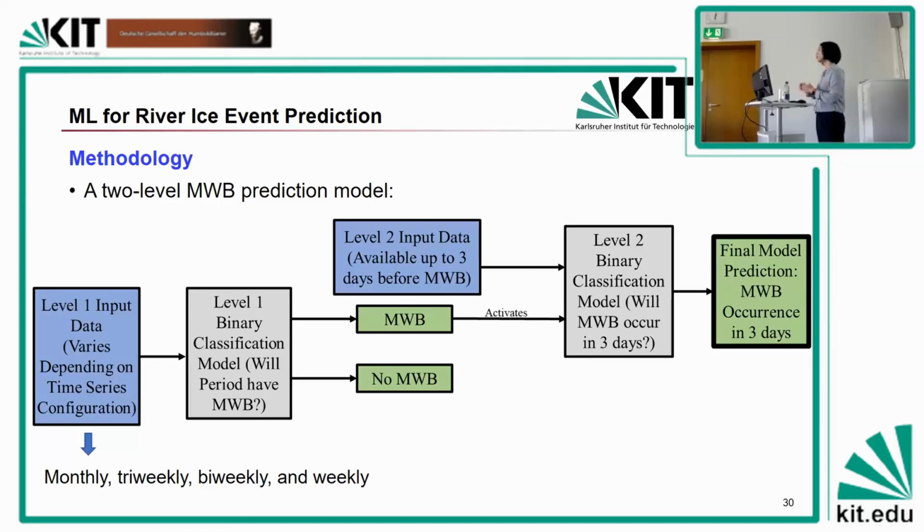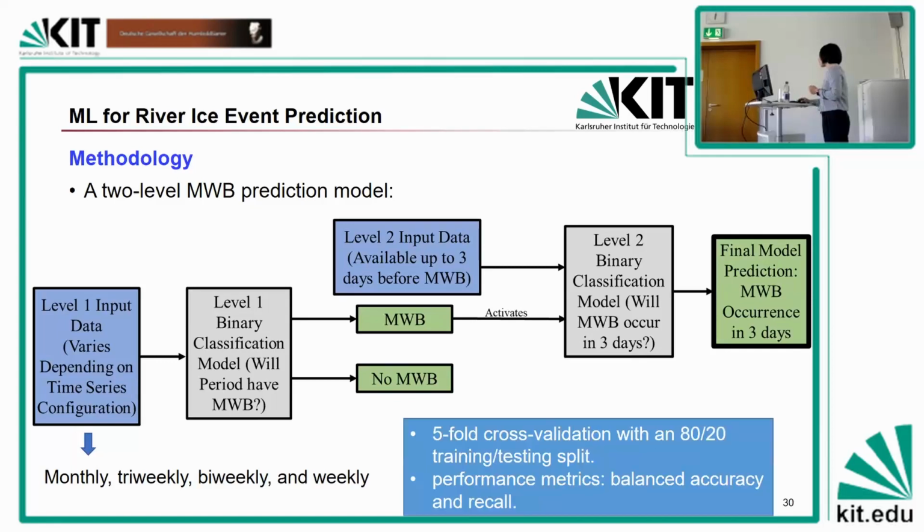If yes, we move on to the second level and then use binary prediction to see if it's going to happen within the next 3 days. 3 days is good enough for the downstream to prepare for the ice breakup and to do evacuation if needed. So the model that we built, because this is binary classification, we used some different metrics. We had an 80 to 20 split of the data.